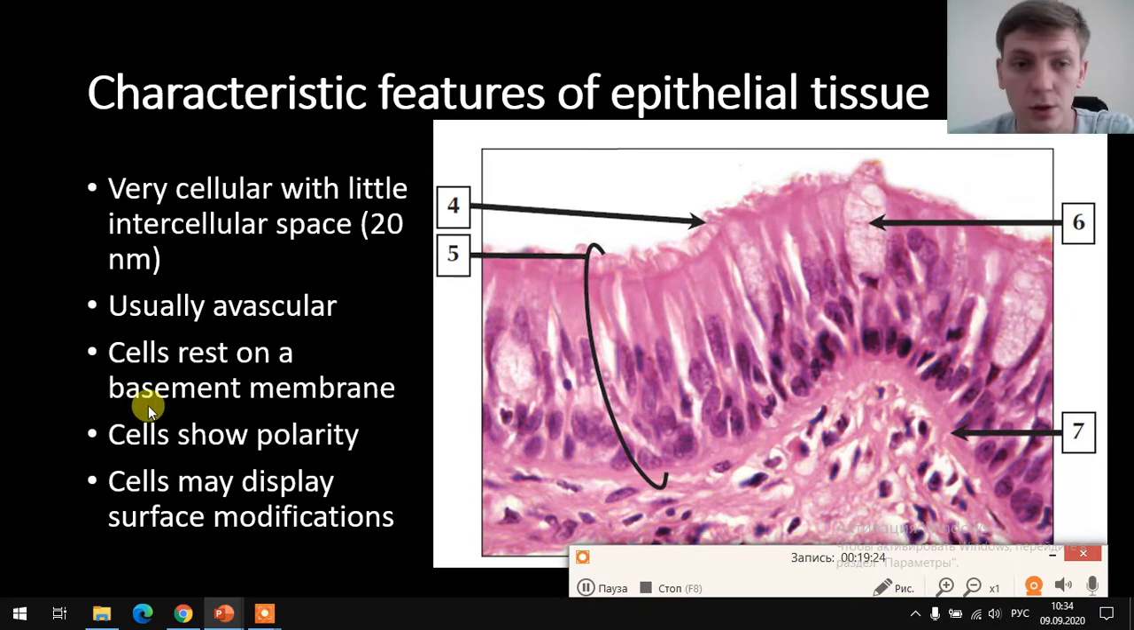And of course, the next point is that cells rest on a basement membrane. Here, this is the respiratory tract, I guess bronchi or trachea. You see cells resting on a pretty thick basement membrane. All this pinkish colored structure is the basement membrane. In the respiratory tract it's pretty thick, due to the very high epithelium here. That's why they need a very strong connection to the underlying connective tissue. The basement membrane is a source of attachment, like an anchor for the cells.